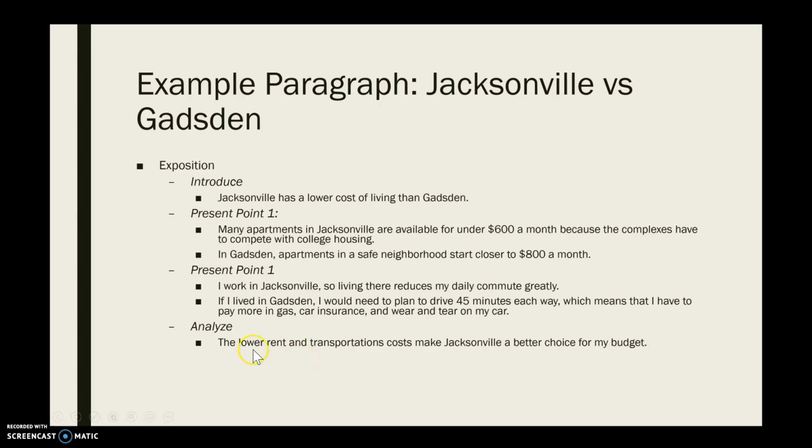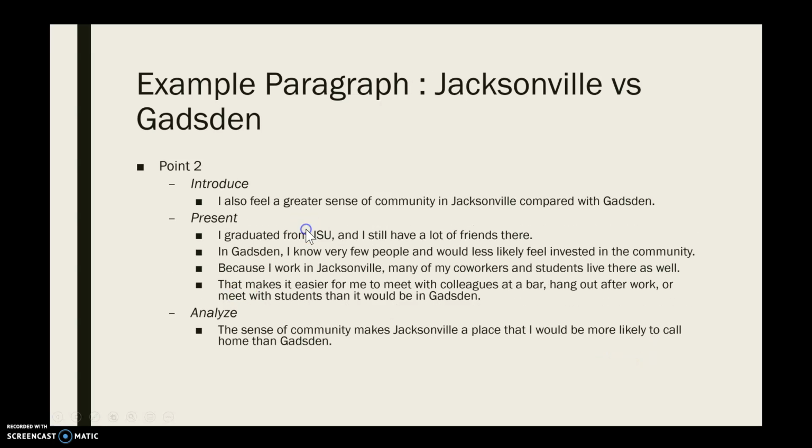Why is it important? So the lower rent and transportation cost makes Jacksonville a better choice for my budget. So my next point was sense of community. Like I did before, I'm going to start by introducing it. I also feel a greater sense of community in Jacksonville compared with Gadsden. And then I'm going to present my evidence.